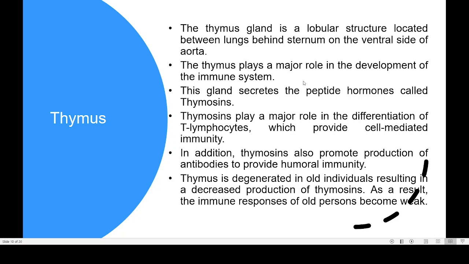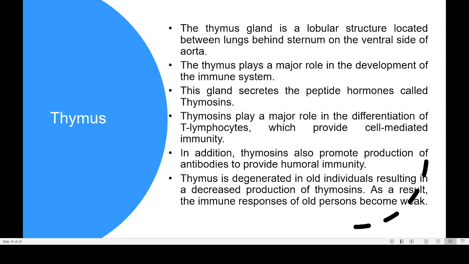It has a lobular structure. Lobular structure means formed of small balloon-like globes. See, this is the thyroid gland. Below the thyroid gland, you can find the thymus, a little bigger, not as small as the thyroid gland. Two lobes are present between the sternum and the heart.